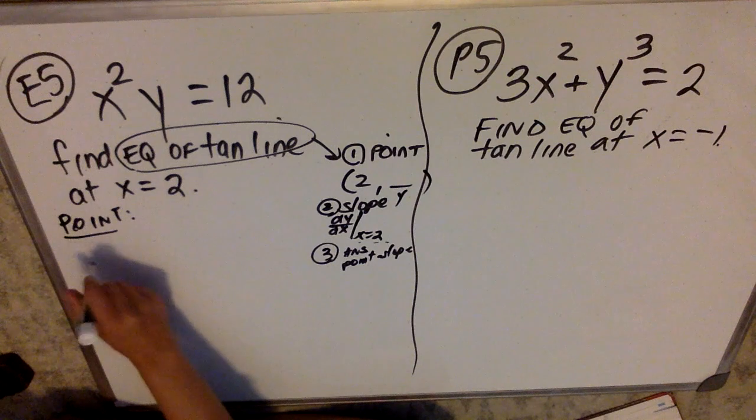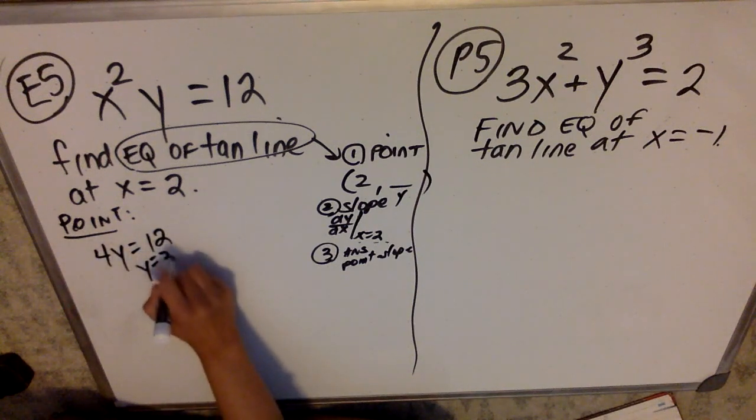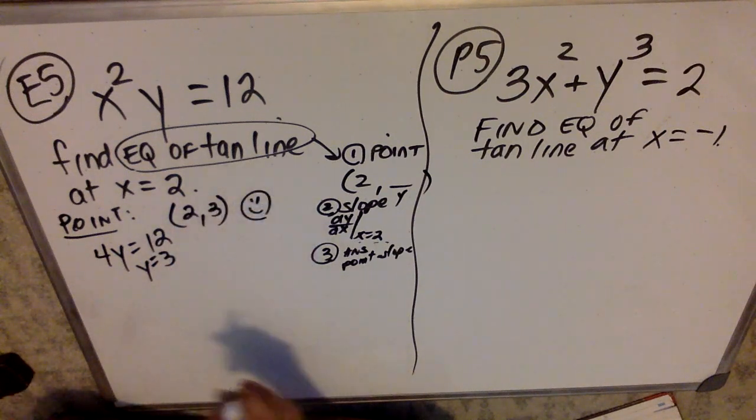Well, that means plugging in x is 2. So that's going to be 4y equals 12. And just like that, you got that y is 3. So congrats, you have the point (2, 3). Yay! Okay. The next thing you need is a slope.